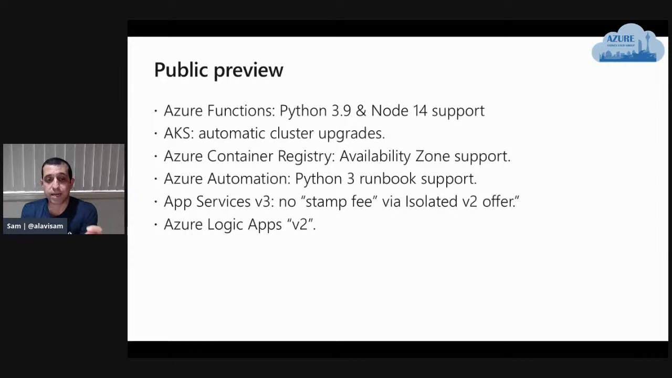And also they remove the stamp fee from this specific pricing offer. By that means we can achieve up to 75%, depending on the hosting version you choose, saving in terms of the cost per instance for this new pricing tier with App Service Environment version 3.